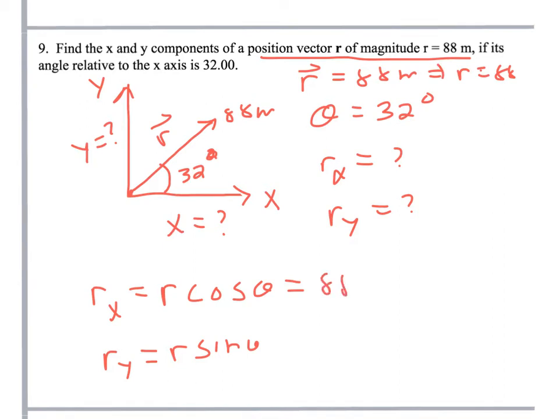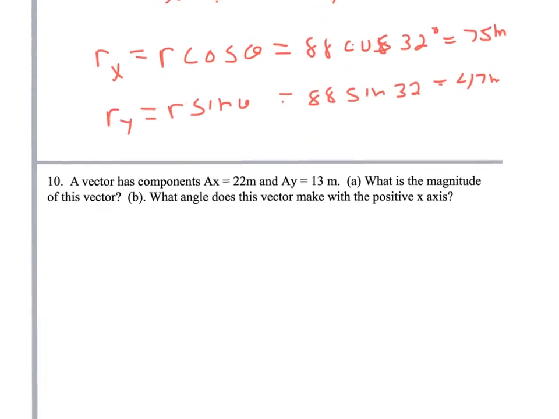r sub x is 88 times the cosine of 32 degrees. And down here, r sub y is r, which is 88, times the sine of theta, which is 32 degrees. And this first one comes out to 75 meters, and this comes out to 47 meters. And I think our next problem is similar to that too.